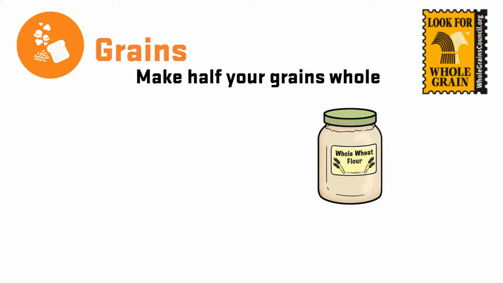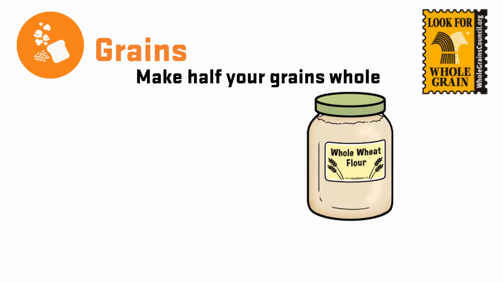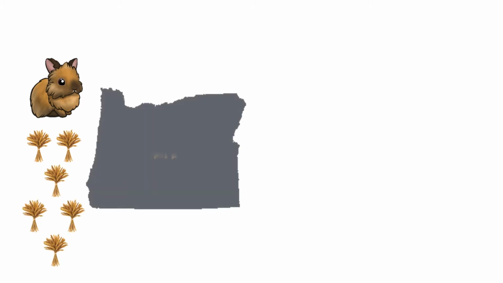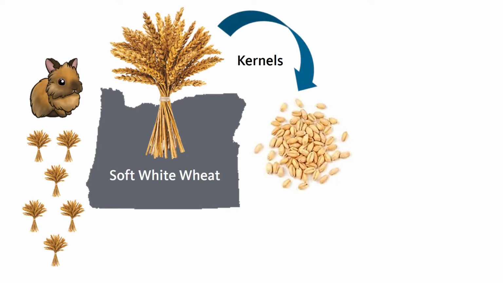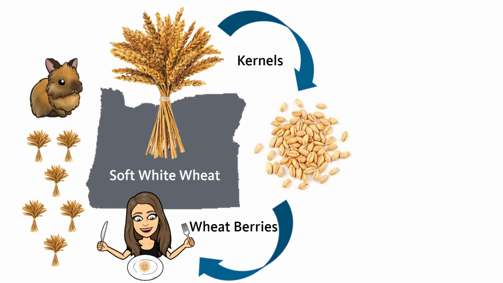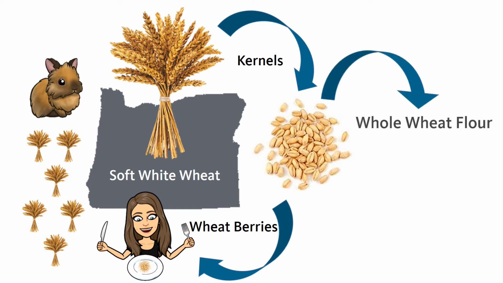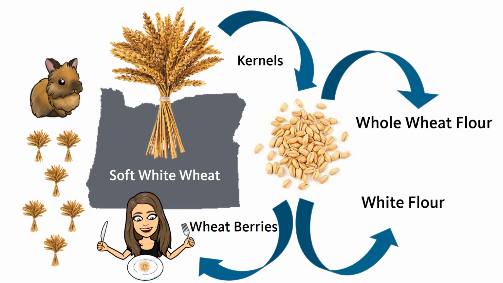We are going to take a closer look at how flour is made. There are 6 different classes of wheat. In Oregon, the most common type is soft white wheat. From the wheat plant, we harvest the wheat kernels. These can be kept whole and eaten as wheat berries, or they can be ground up into flour. We can make 2 different kinds of flour, whole wheat flour or white flour. Whole wheat flour is considered a whole grain, while white flour is considered a refined grain.